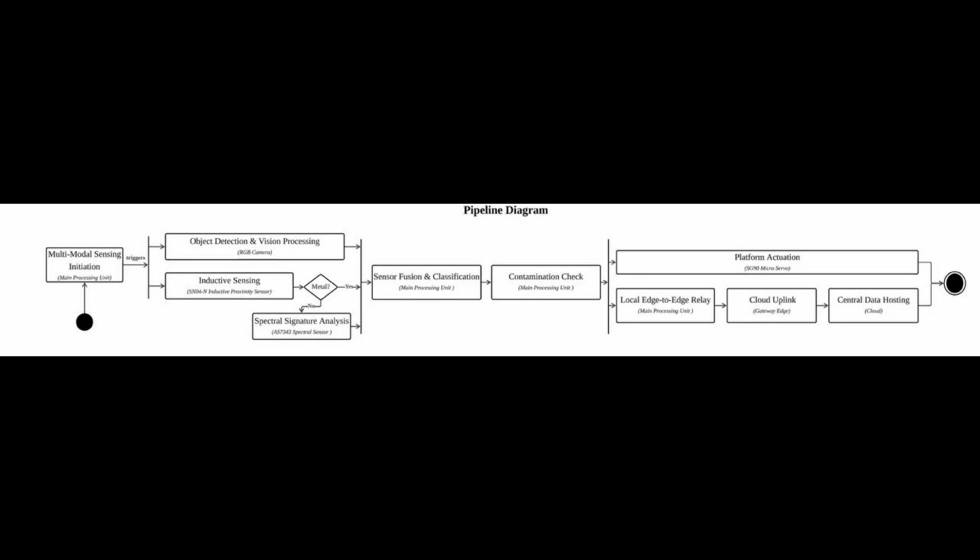The first path does object detection and vision processing using the RGB camera. The second path starts sensor fusion, where it checks the inductive sensor first, and if it's not metal, it continues to check the spectral signature analysis to determine whether it is glass or plastic or other materials.